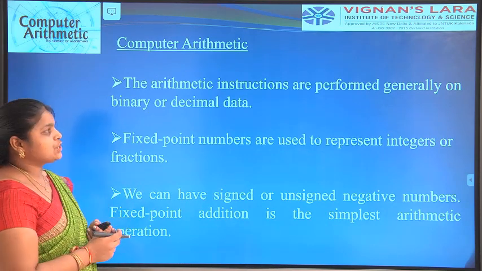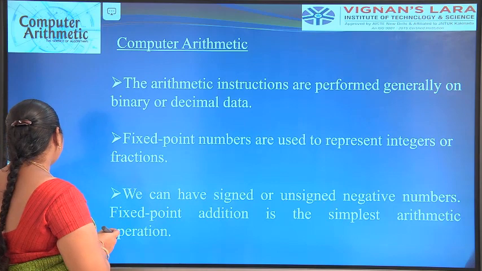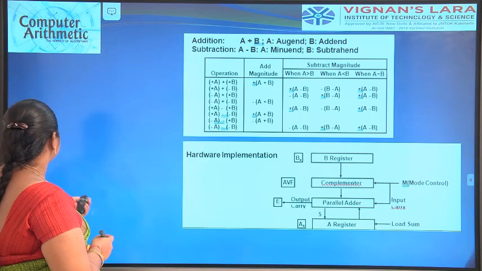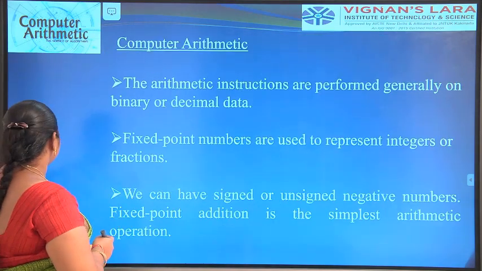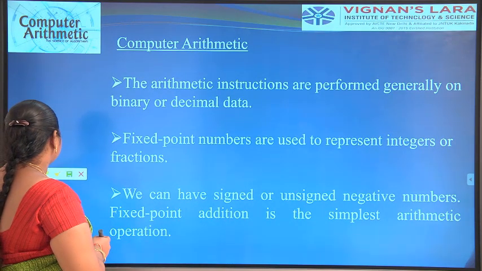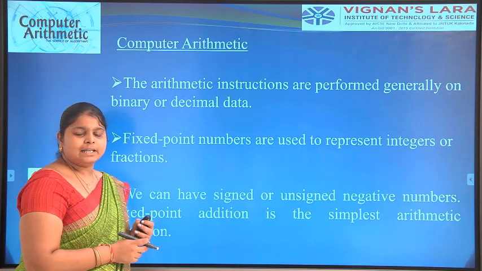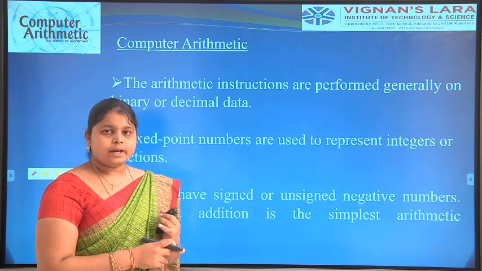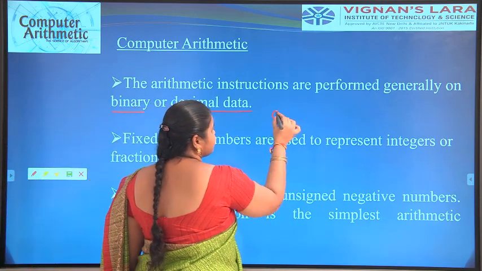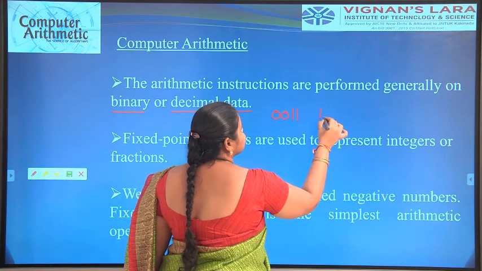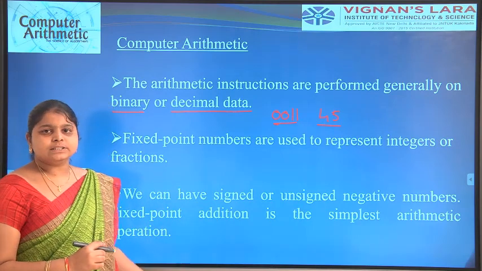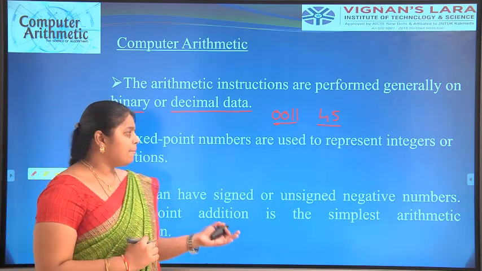The arithmetic instructions are generally performed in binary or decimal. The arithmetic instructions mean arithmetic processes can be done in the form of binary or decimal. Binary means in the form of zeros and ones. Decimal means, for example, 45. This is a decimal number. The arithmetic operations can be done in both decimal and binary format.